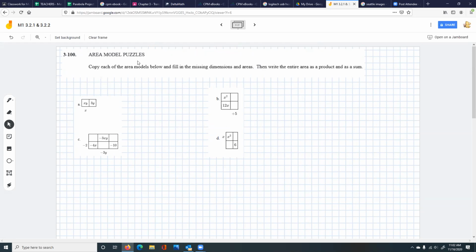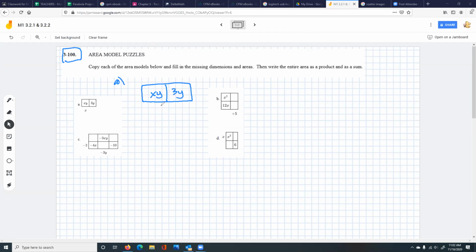All right, area model puzzles. Copy each of the area models below. We have some missing blanks here, so we're going to copy these down and then you have to fill in the blanks. It's like a puzzle, right? That's one thing I love about math. It's just a big puzzle. So, 3-100, A. It has xy and 3y.